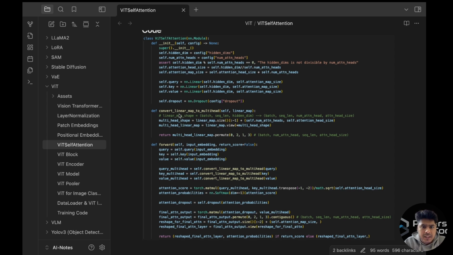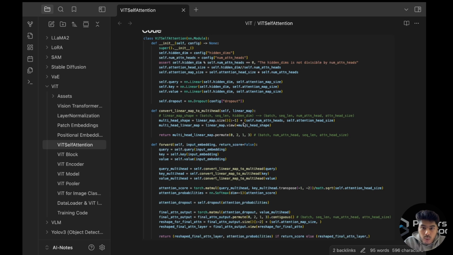We define a function, convert linear map to multi-head, where essentially we take an input of a linear map and then we divide it into multiple heads. How do we do this? Let's first understand what the shape of the multi-head layer would be. So multi-head shape will be linear_map.size() until the last dimension. The linear map's shape will be batch size, sequence length, and hidden dimension. So linear_map.size() until the last dimension will be batch size and sequence length.